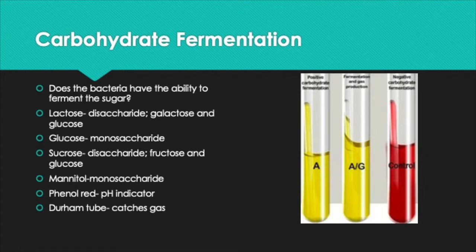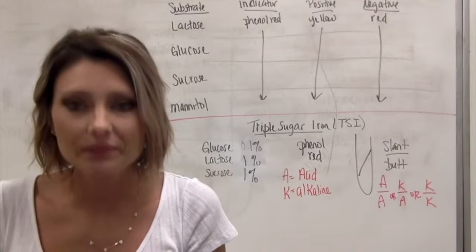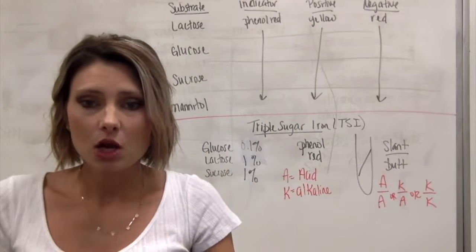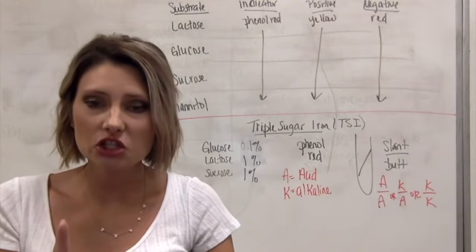That is called a Durham tube. So it's basically a mini test tube that's turned upside down and placed inside of the test tube. And that's done before we put the media into the tube. And that is there to catch gas. Some bacteria, when they ferment, can produce gas as a byproduct. Some can, some can't. It depends on which bacteria you're dealing with. So that's giving us more information about the bacteria. So when we're reading these, we got to read the color first to see if fermentation occurred.